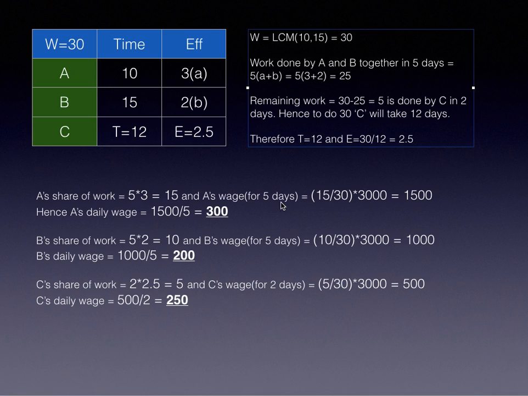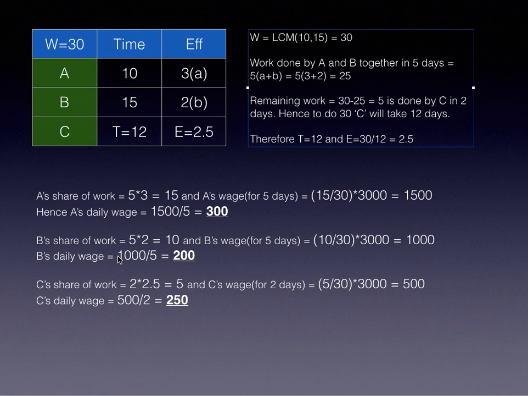Therefore, A's wage for 5 days will be 15 by 30 into 3000. The total wage is 3000 for all A, B and C. Therefore, A's part will be 15 by 30 into 3000, which is equal to 1500. And it is for 5 days. Therefore, per day A will get 1500 by 5, which is equal to 300.